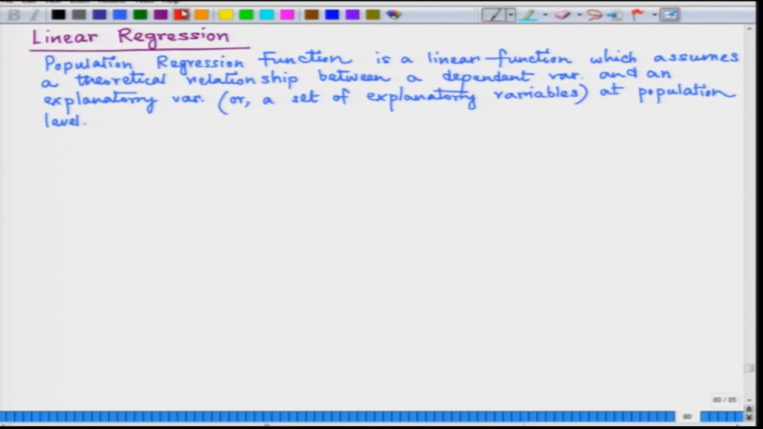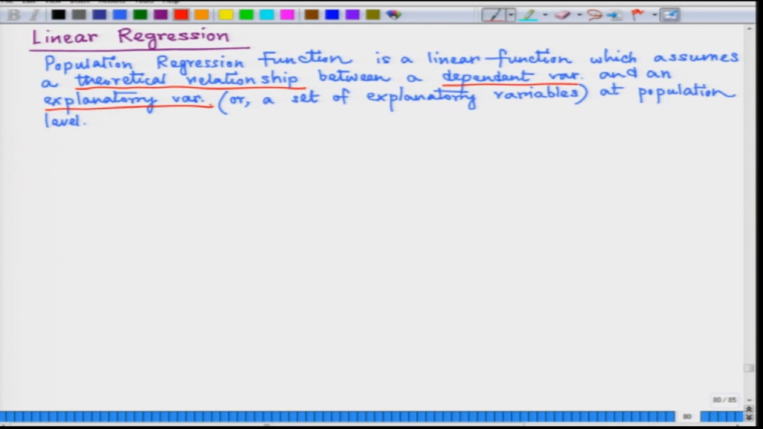Okay. So, let us start with the definition of the population regression function. Here we are talking about a theoretical relationship between two or more variables. The theoretical relationship can come from microeconomic theory in our case, and that describes some kind of relationship between a dependent variable and one or more explanatory variables.